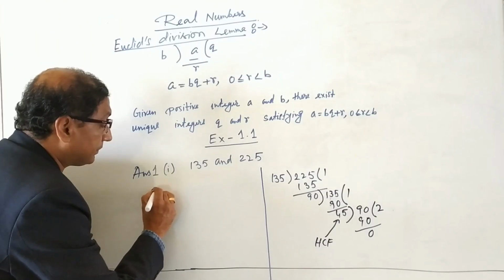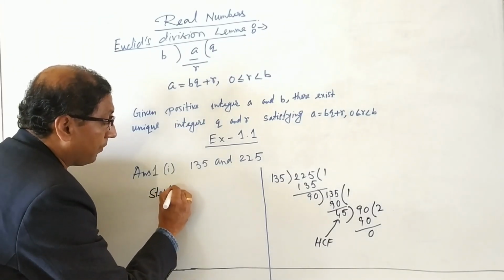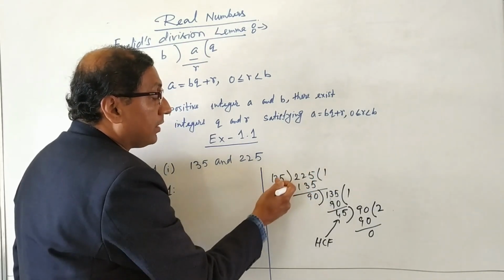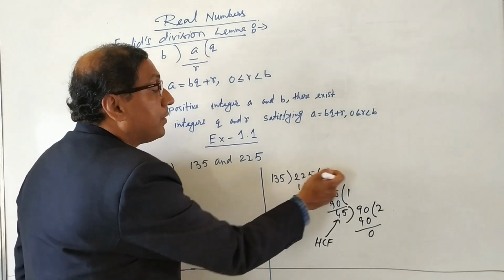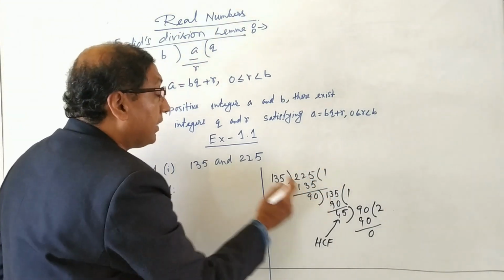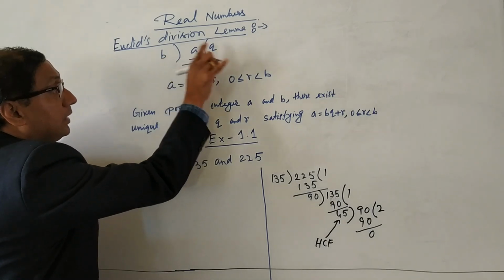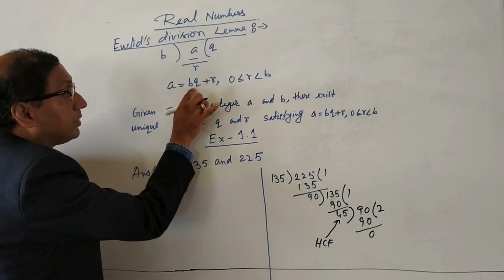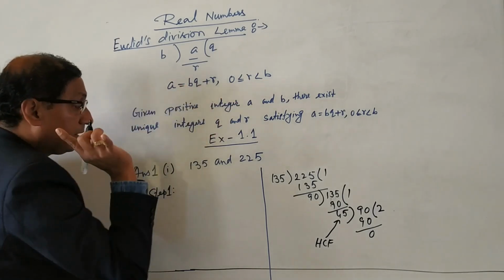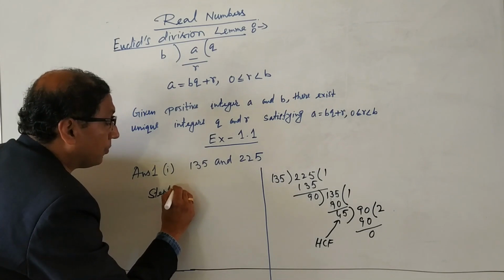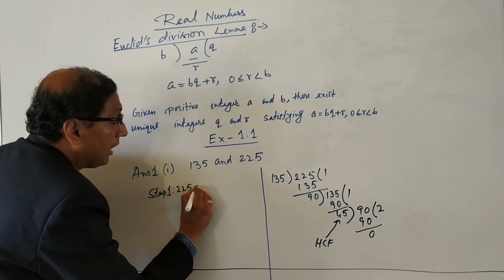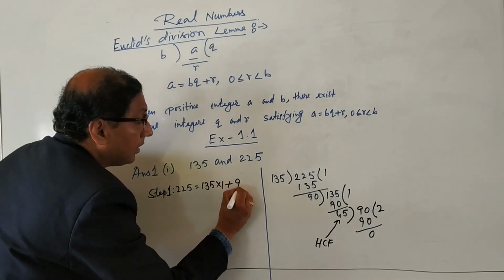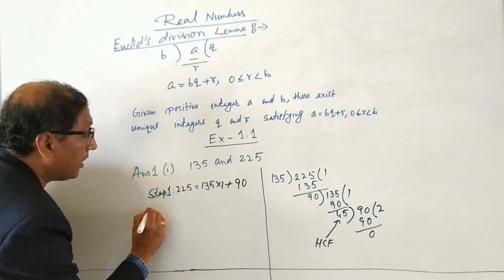So step 1, first division, just observe. 225 is the dividend, 135 is the divisor, 1 is the quotient and 90 is the remainder. So if we use this concept, Euclid's division lemma, we know that a equals bq plus r. That means dividend equals divisor into quotient plus remainder, right? So here you can write 225 equals 135 into 1 plus 90. That is step 1.